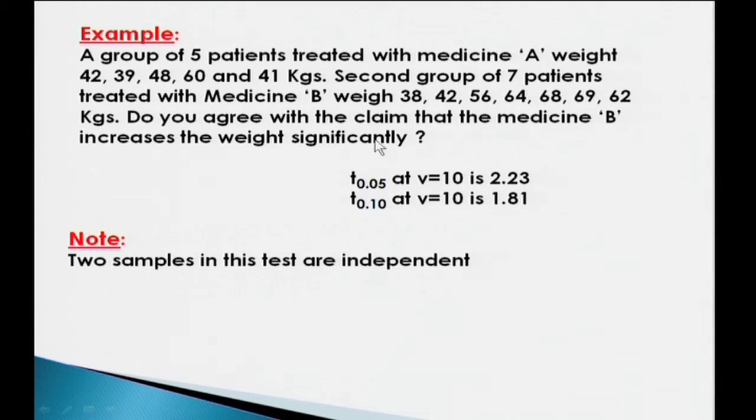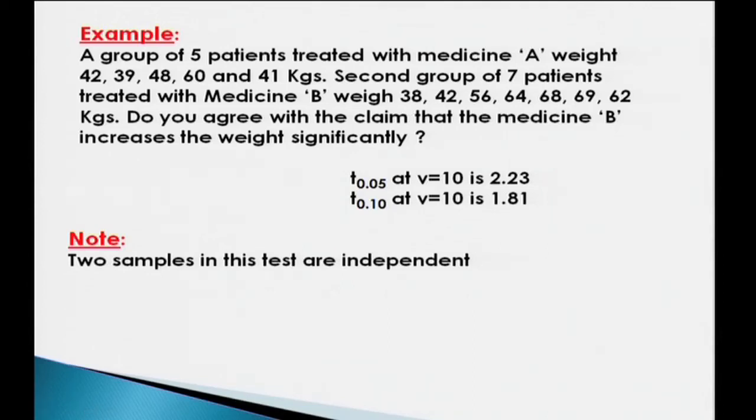What is the sample size for medicine A? Sample size for medicine B. Medicine A sample size is 1, 2, 3, 4, 5. There are 5 samples for medicine A. It is given there are 7 samples for medicine B. So, these are small samples.